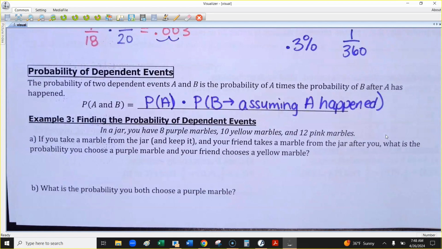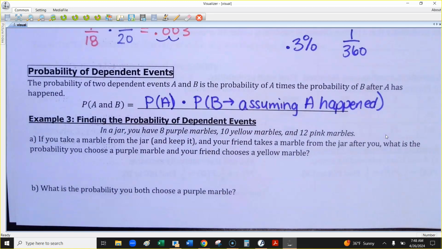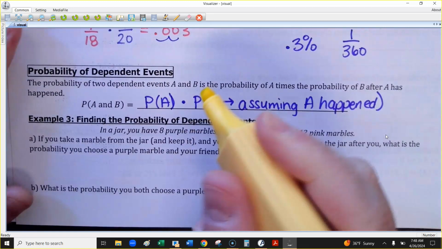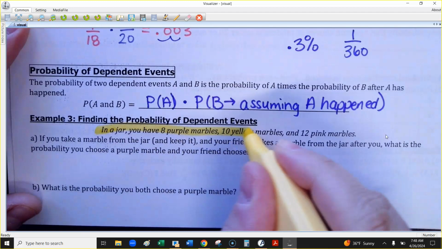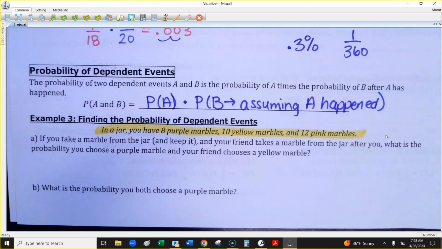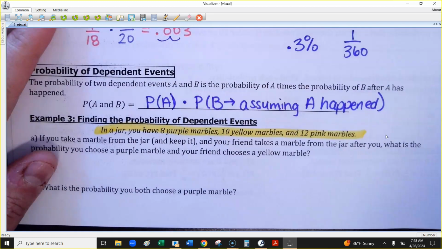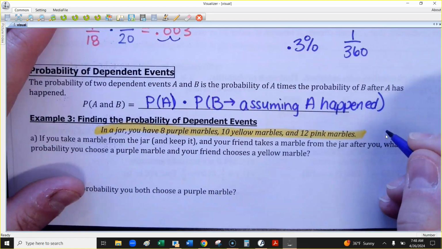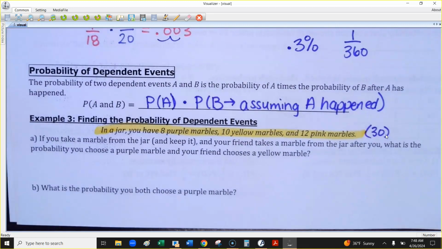Okay, so we've got another little teeny tiny example. So this says in a jar, you have 8 purple marbles, 10 yellow marbles, and 12 pink marbles. Now, before I even read the question, I'm just going to add up the number of marbles that are in this jar. So you got 8, 10, and 12, so what do we got? 30, yeah, that's a nice number. So there's 30 marbles in this jar.